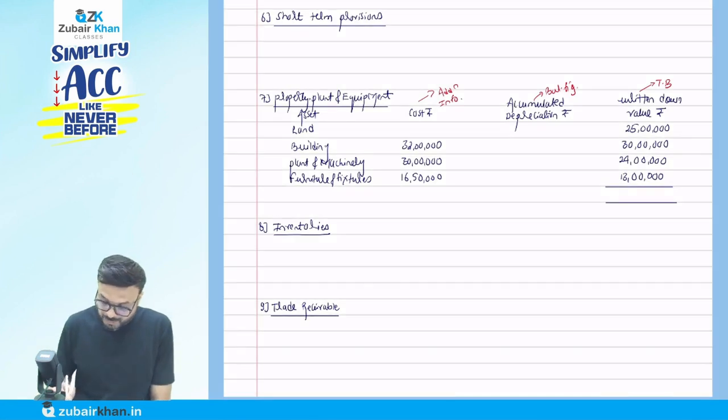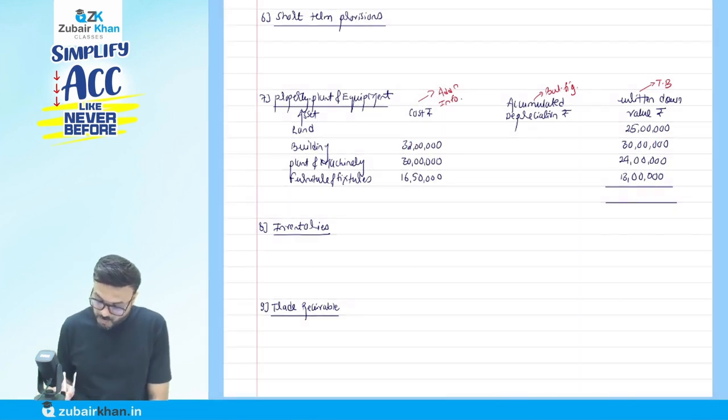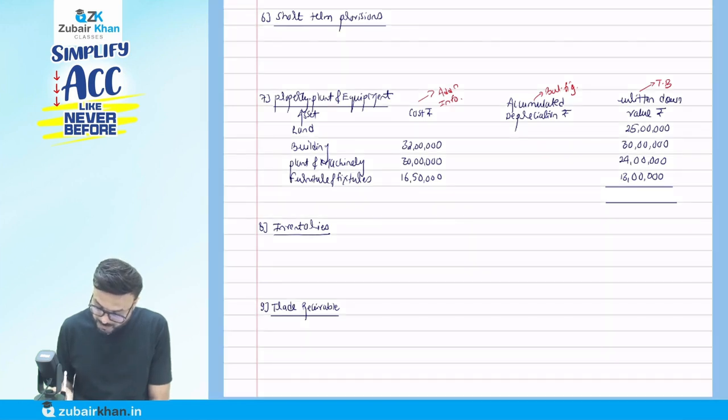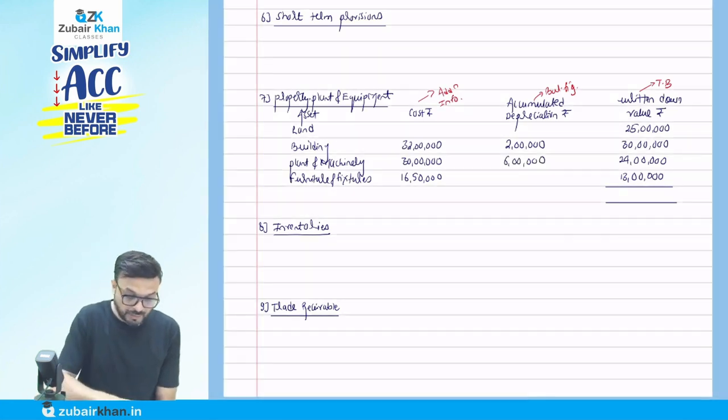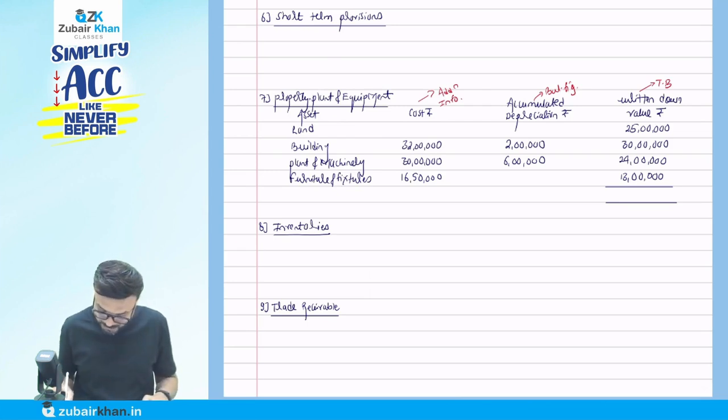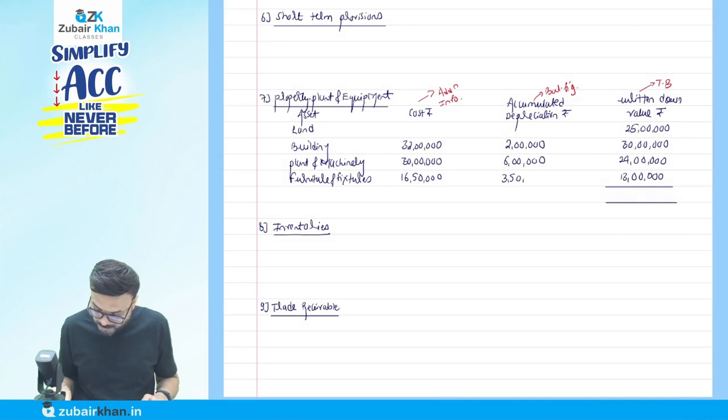Now understand this one. If the building cost was 32 lakh and WDV is 30 lakh, how much will we write down here? We will write down here 2 lakh. Plant and machinery 30 lakh, WDV is 24 lakhs. So how much will it come? 6 lakhs. Now furniture is 16 lakh 50,000 minus 13 lakh. That is coming to how much? 3 lakh 50,000.